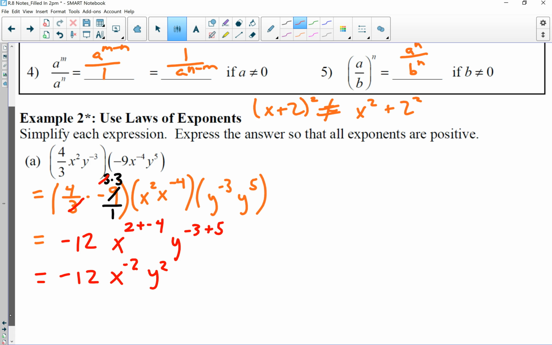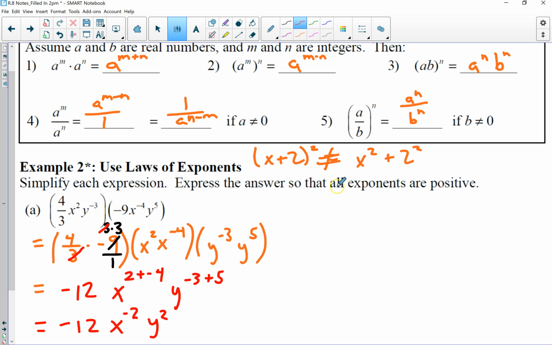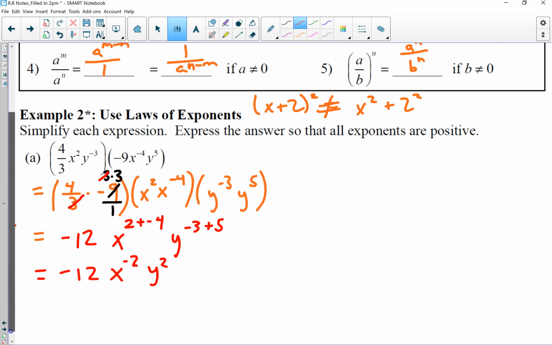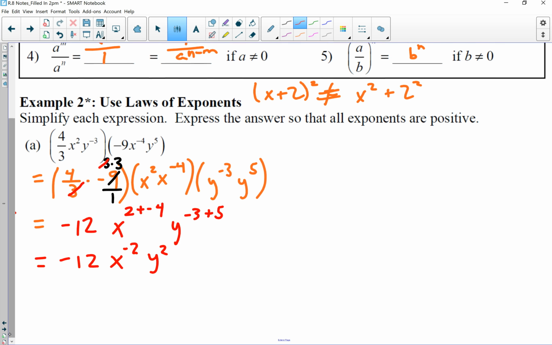However, if you notice, they have the statement express the answer so that all exponents are positive. And that's important because a negative exponent in its own way is kind of like an operation that can be performed. We can reciprocate it and then write our power as a positive. And that's what we want to do here, because to really simplify means you've done all the math that you can. And I haven't done all the math I can if I wrote a negative power.